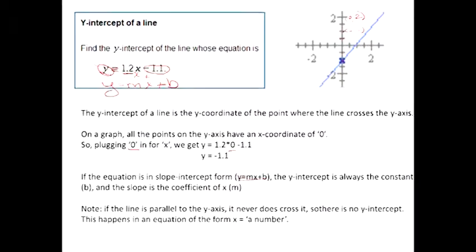Okay? Now if your line is parallel to the y-axis, it never does cross it, so there would be no y-intercept. And that would happen in an equation that's of the form maybe y equals 6 or y equals negative 2 or something like that. So if it's just a y equals, it's of the form x equals.